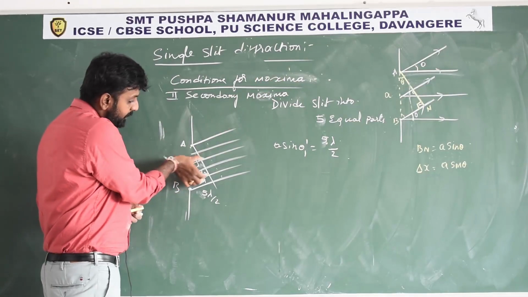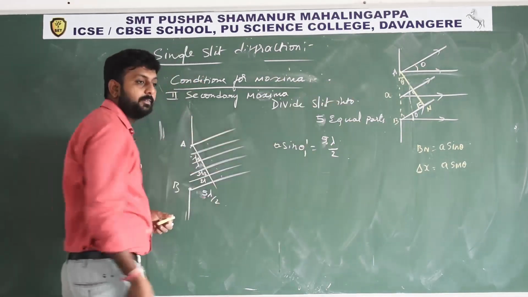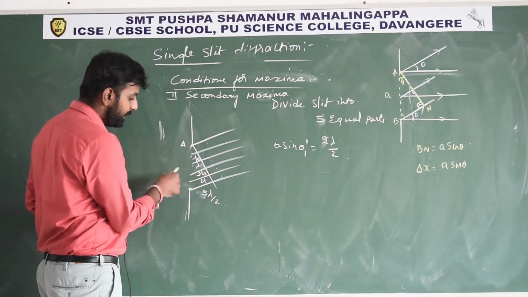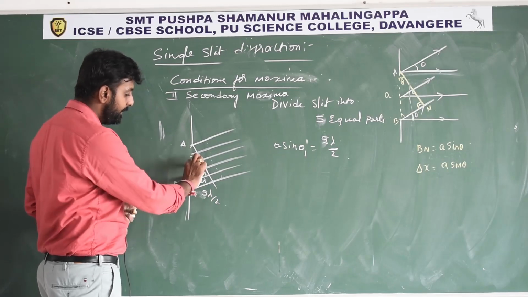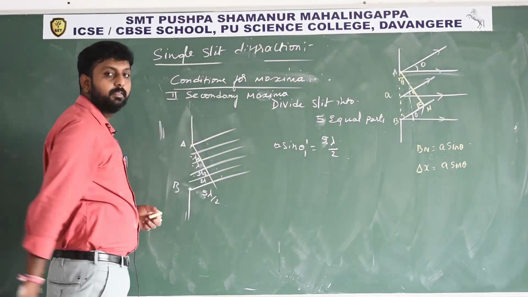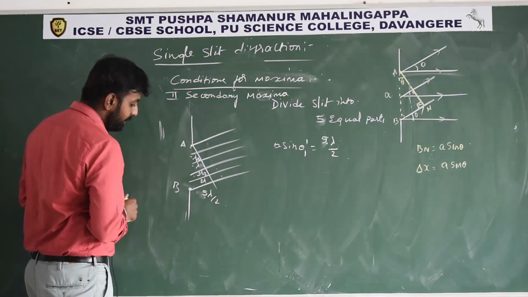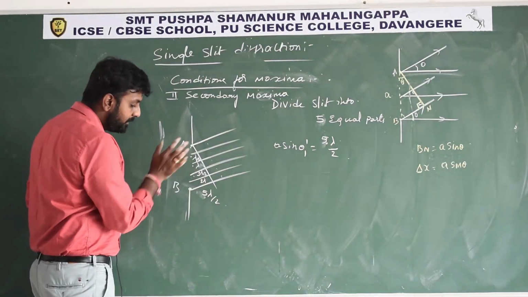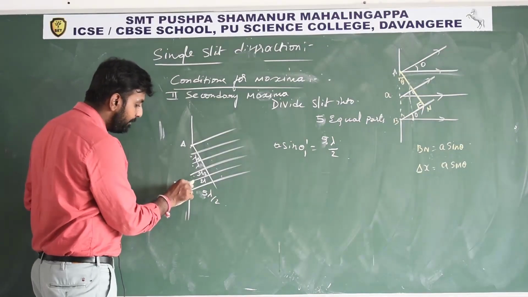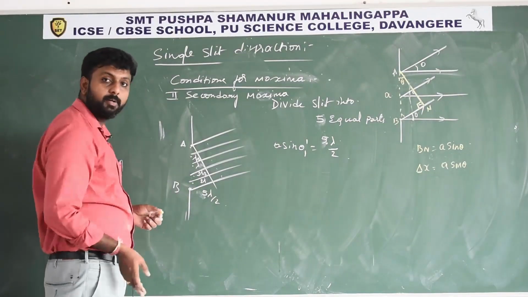Next you see, this complete set also will form a dark fringe. One point is here, and the corresponding point you will get here. Between them is a lambda by 2 path difference. They superimpose and form a dark fringe. But you can see there is only one part remaining. If you consider any point here, there is no corresponding point.